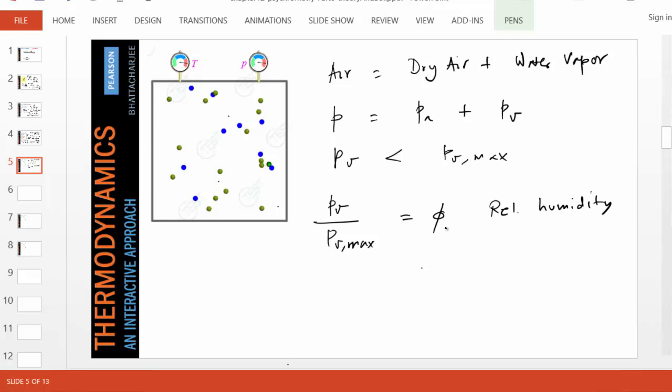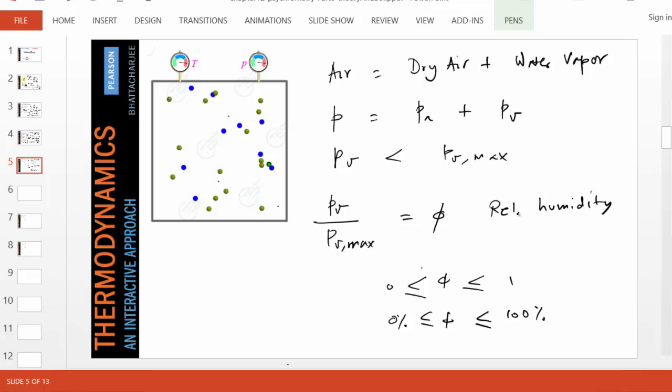So the relative humidity, as you can see, if there is absolutely no vapor present, PV will be 0, obviously. There is no vapor pressure at all. Then, at the most, PV can be PV max. So therefore, phi can go between 0 and 1, or 0% and 100%. That's called the relative humidity.